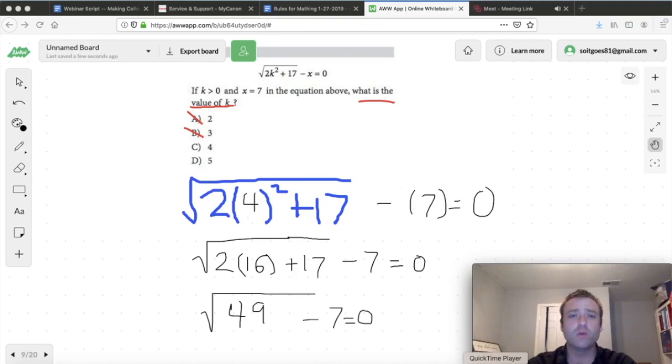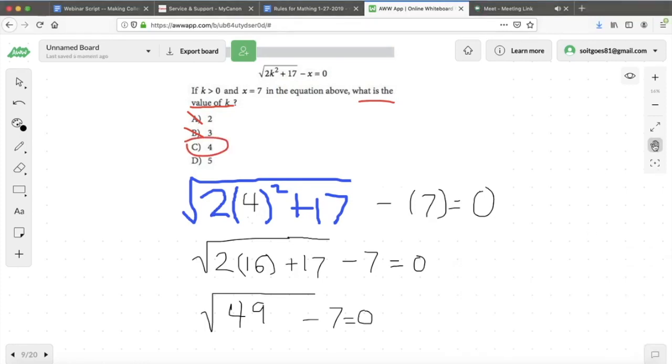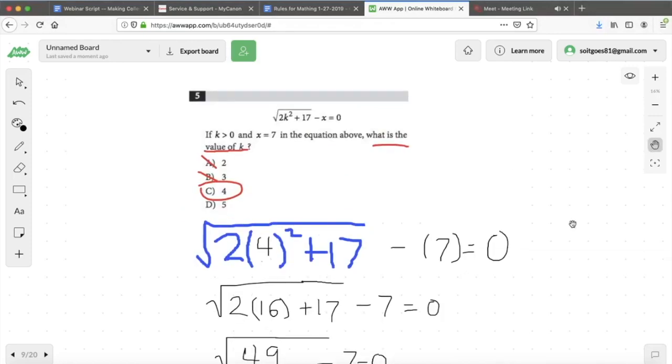Okay. And again, if we wanted to be super certain, we could plug in the 5. That would give us 2 times 25. That's 50 plus 17. Anyway, it's not going to give us a true statement. You might want to just look at it, but I feel pretty good about answer choice C, and it is indeed answer choice C. Any questions about that question? No.